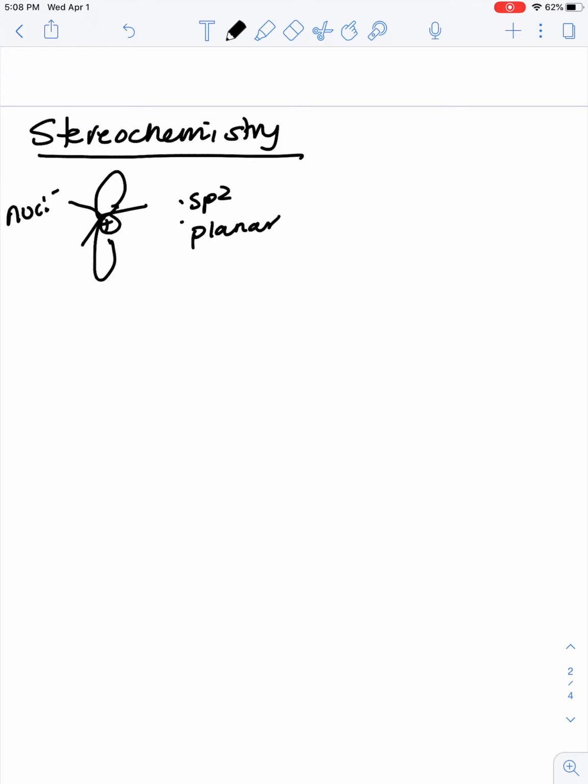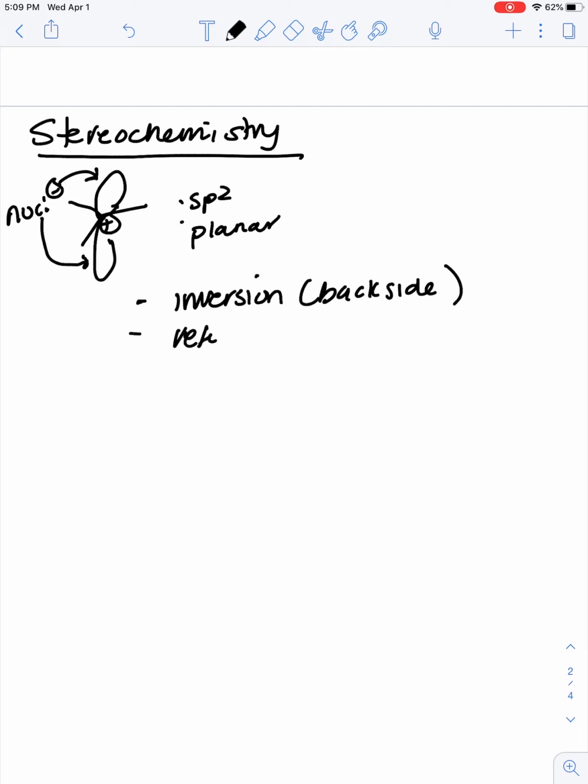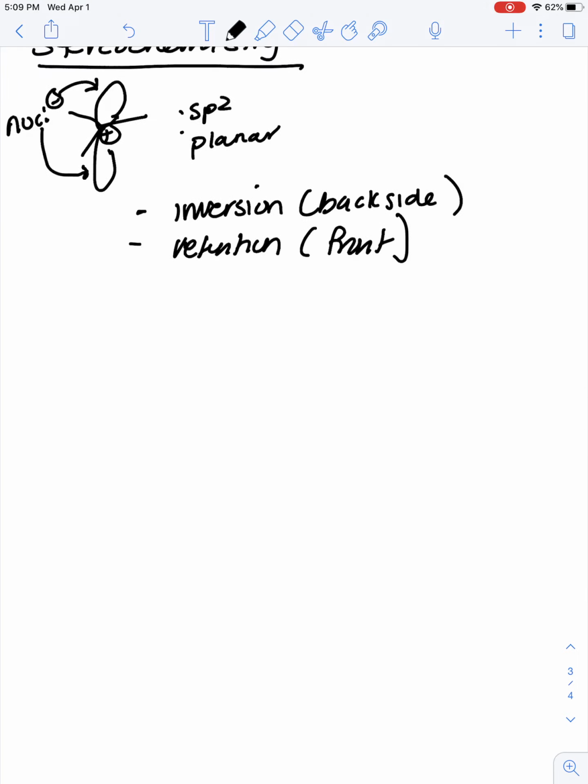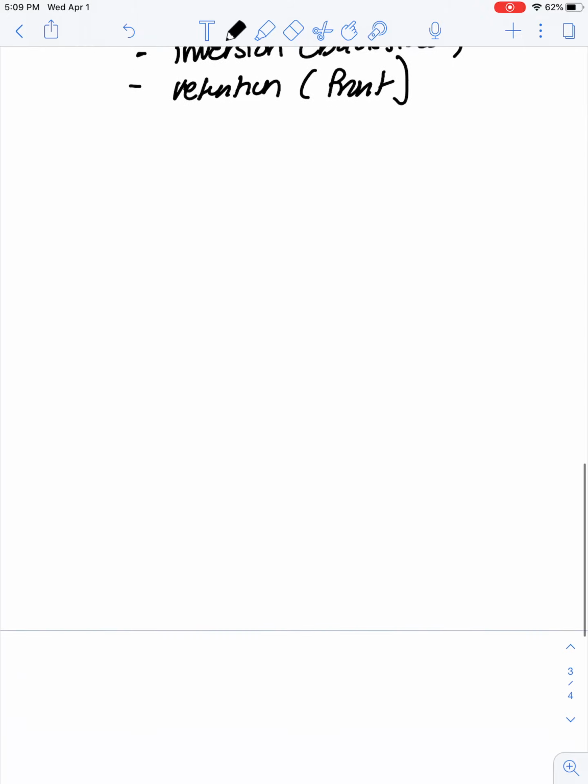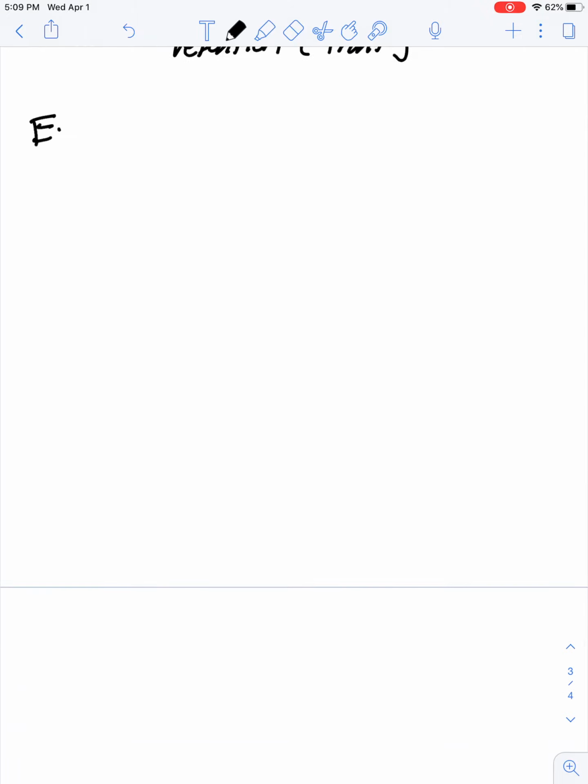What can happen is this nucleophile is going to attack either from the front or from behind. This is why we have the possibility of two different products. Again, we can have an inversion, which is going to be from a backside attack, and we can have a retention product, which will be from the front side attack. And this is, of course, if the reaction is occurring at a chiral center. So let's look at some examples of SN1 reactions.